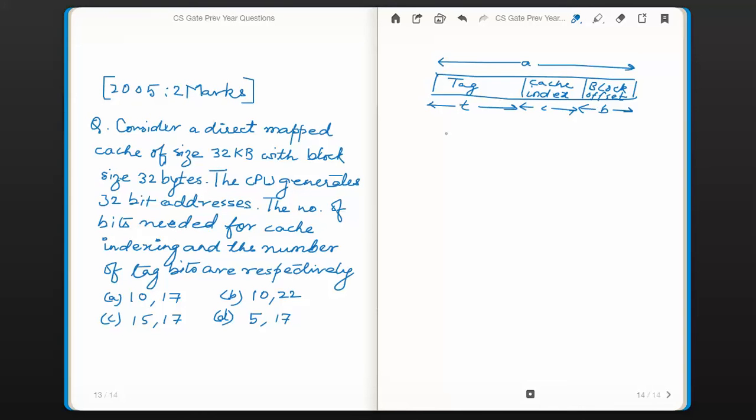Let us use a few more symbols. One is capital B. Let us designate block size in bytes with capital B, and also use capital C to designate the number of cache blocks.